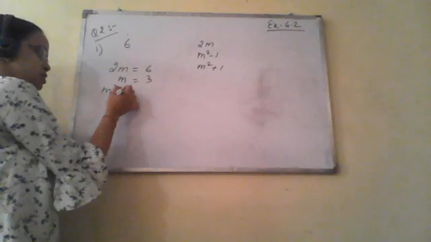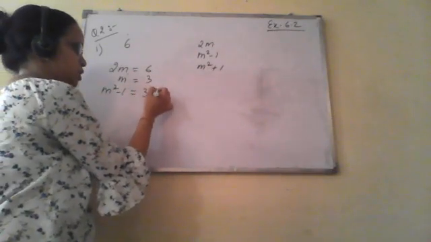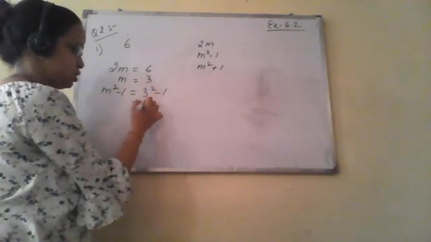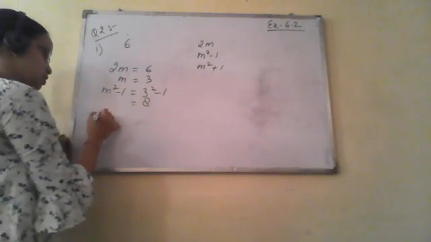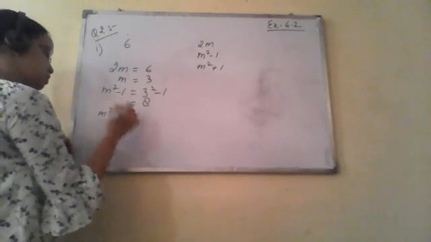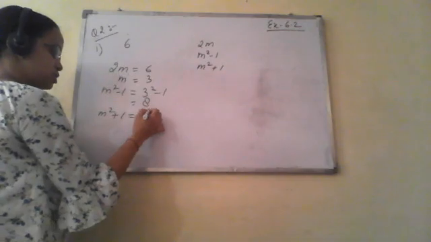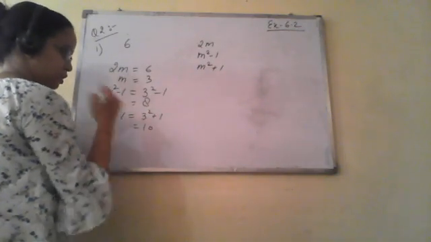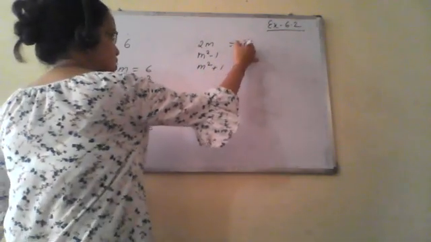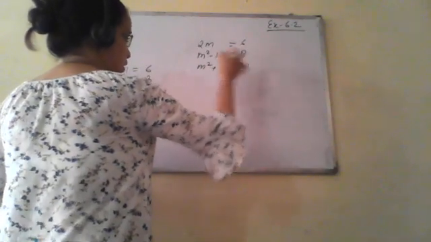So m square minus 1 will be 3 square minus 1, that is 9 minus 1, it is 8. Clear? M square plus 1, that is 3 square plus 1, so 10. So the values are 6, 8 and 10.